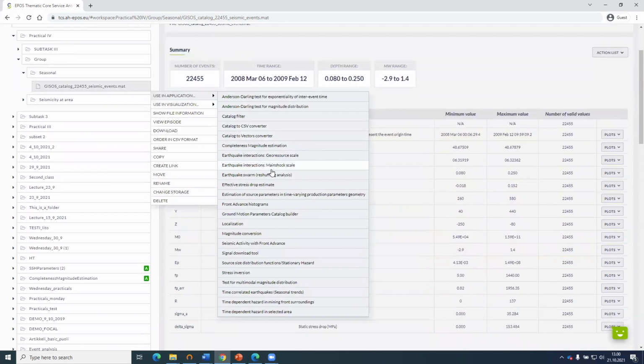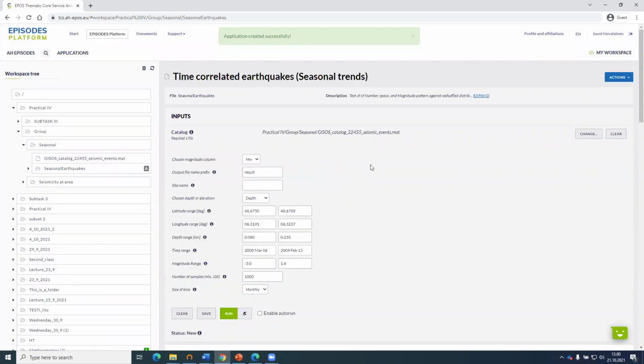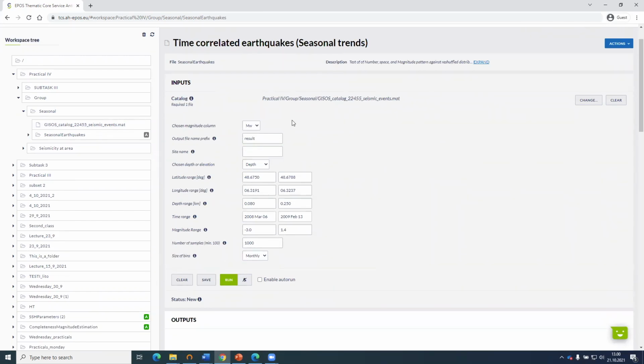Again we use this catalog as the input file, and now it is the seasonal trends, time correlated earthquakes and seasonal trends. And this is the application we want to use on this. All right. So here we are, and this looks like it has many different kinds of parameters, and for the site name I'm giving this res. I think that it wants to have something in here. And then there's this magnitude column, which it usually takes automatically if there's no other chosen.